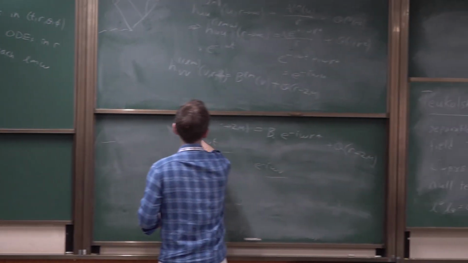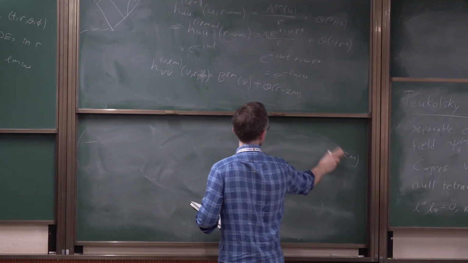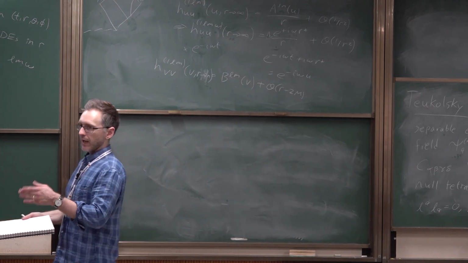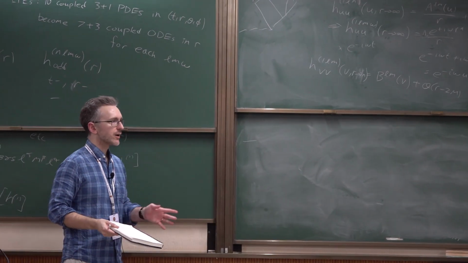Now, what Teukolsky discovered, so this whole description of tetrads and Weyl scalars, all this stuff, this all comes from Newman and Penrose, yeah?